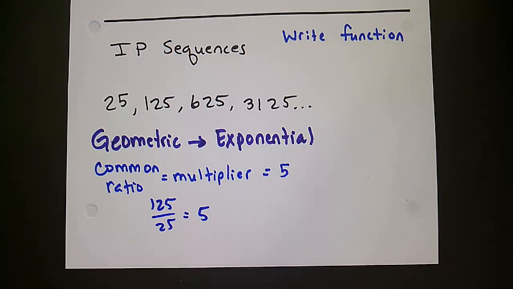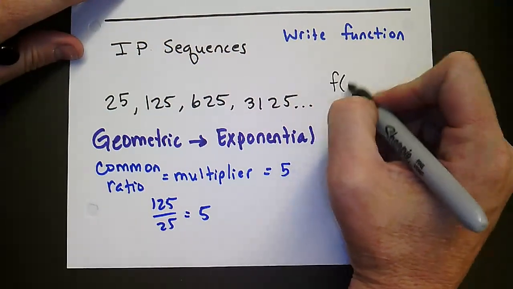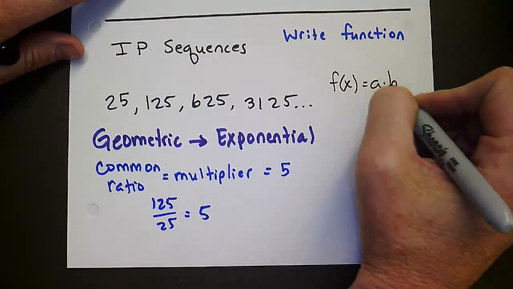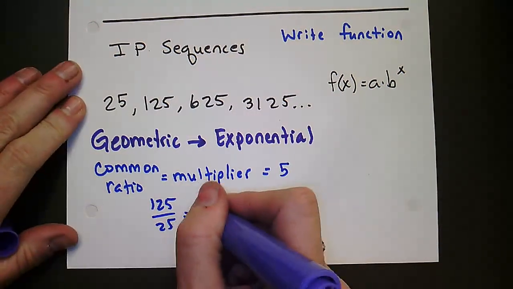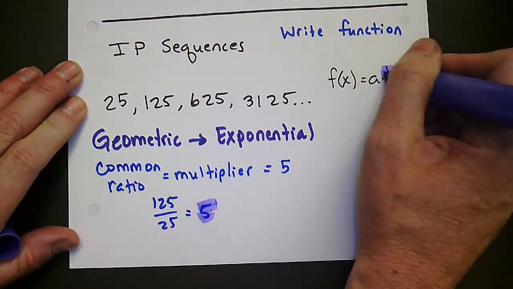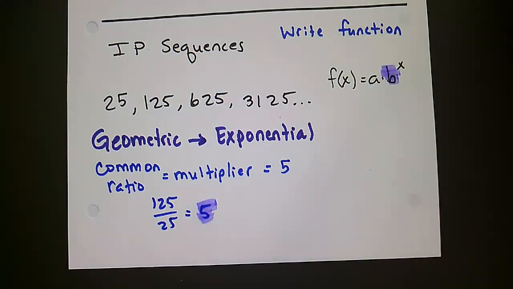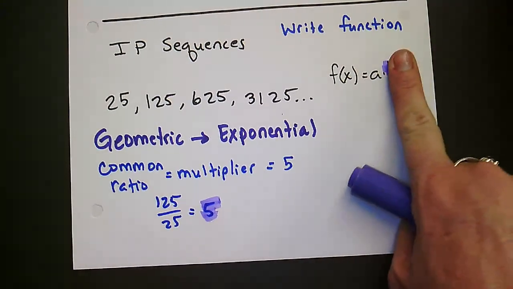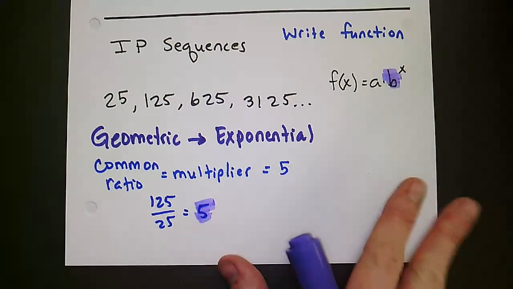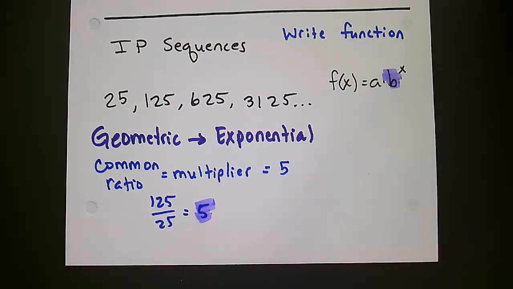So because it's exponential, I know it's going to take this structure, f of x equals a times b to the x. Now I've already determined that my common ratio, my multiplier, is 5. So the b value here is going to be 5. What I need to figure out is what is my 0th term? What's my starting value? If I input 0 here into this function, this goes away. It's going to leave me with this, which means I need to back my pattern up.